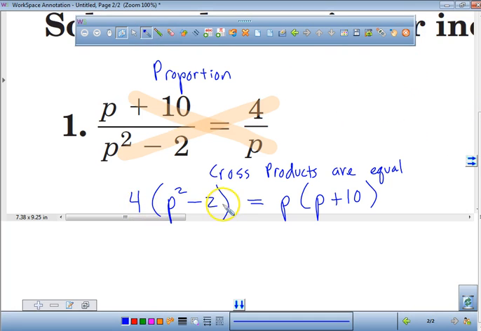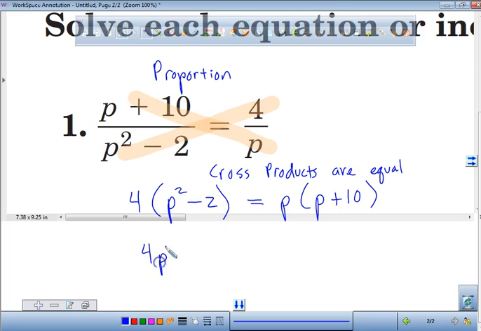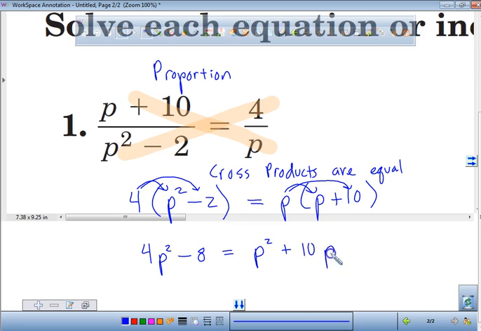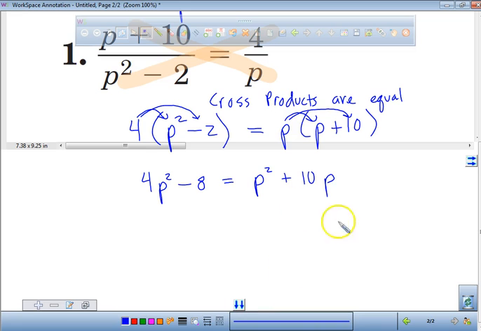We have to distribute the 4 to both of those. This is going to become 4p squared minus an 8. We have to distribute the 4 to both numbers. We have to distribute p to both numbers. So you get p times p is p squared, p times 10 is 10p. So now you have the left side of the equation equal to the right side of the equation. Now anytime you're dealing with p squared, you know you're dealing with a quadratic equation.